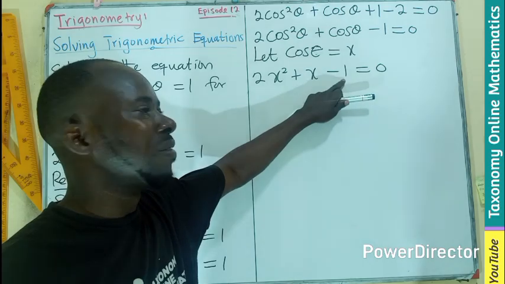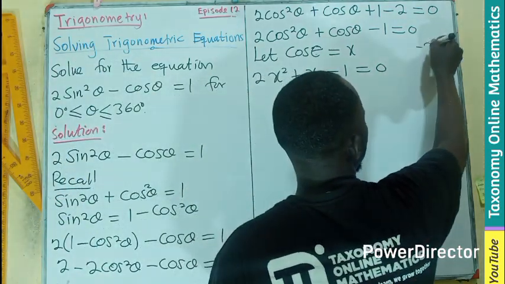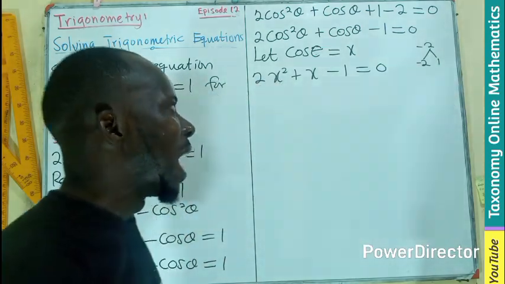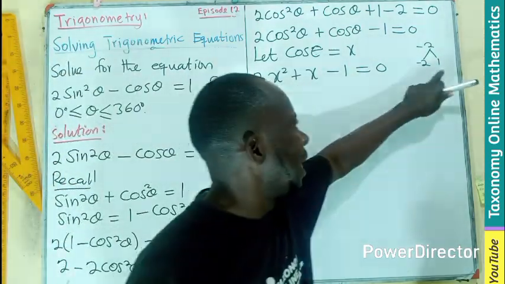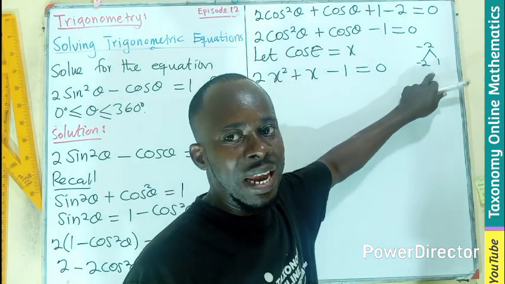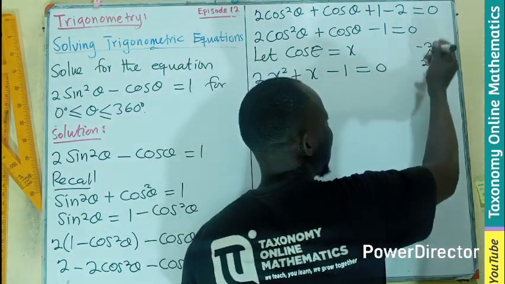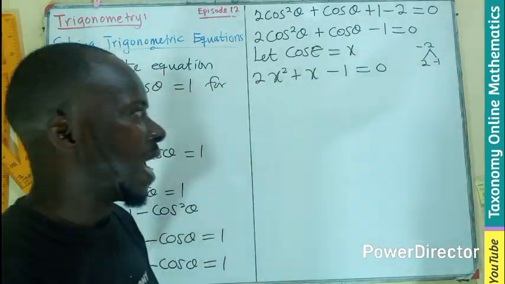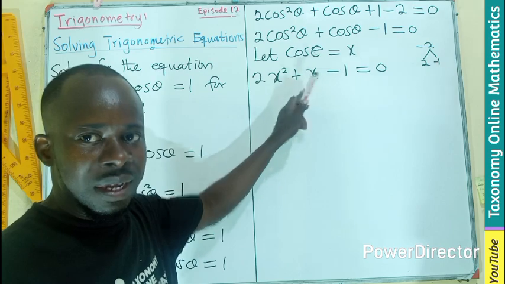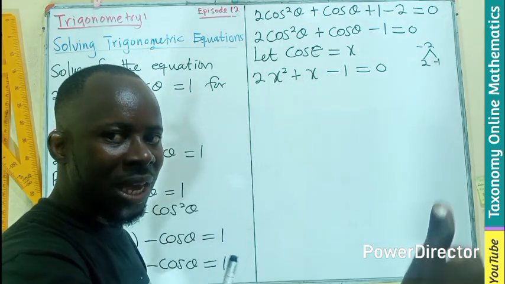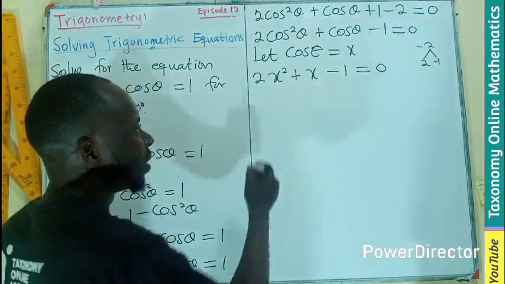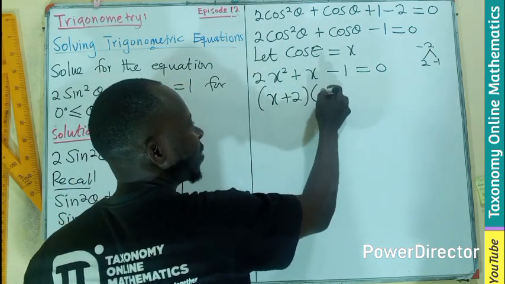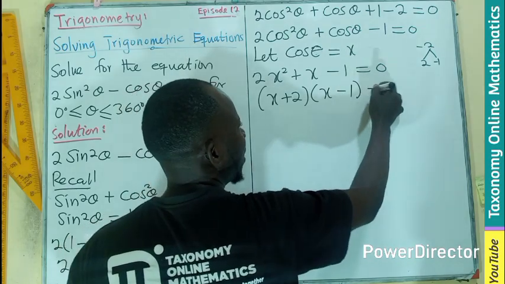You multiply 2 by negative 1, you get negative 2. The factors of negative 2 are negative 2 and 1. When we add, we need to get positive 1, so let's change the position and make this negative 1 and this positive 2. I'll still take the shortcut approach we have been using for quadratic equations: open the bracket, x, the first factor is plus 2x, the second factor is minus 1, equals 0.